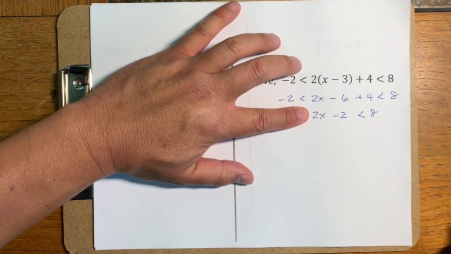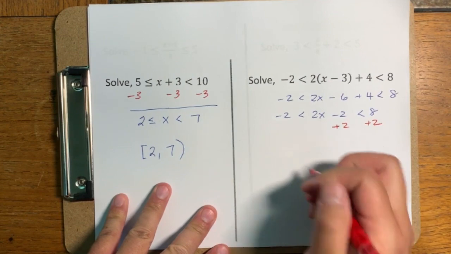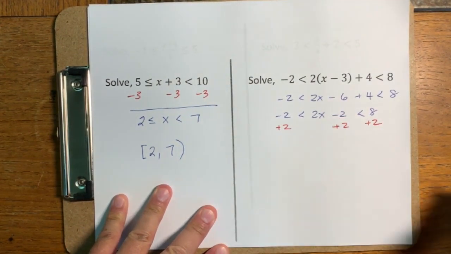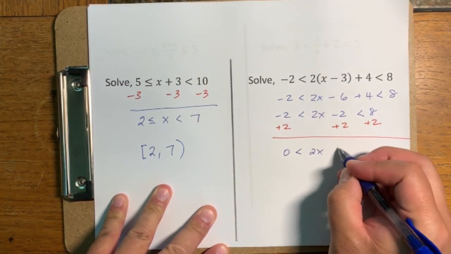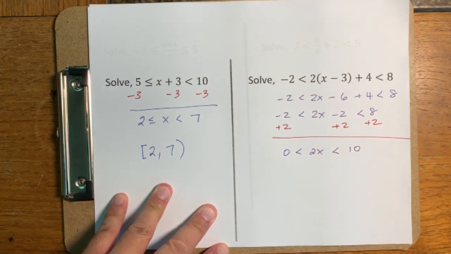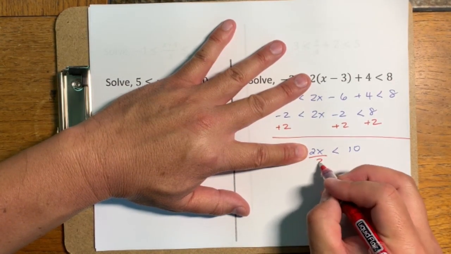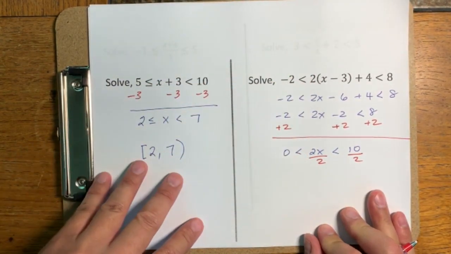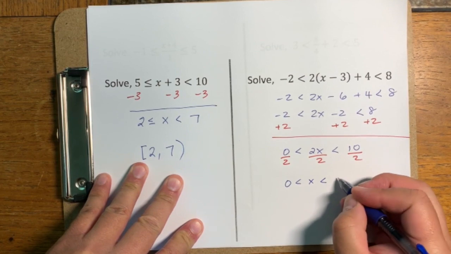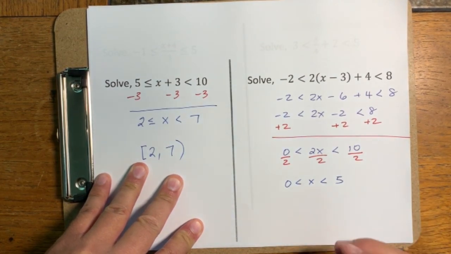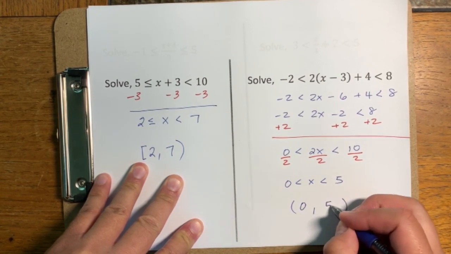So if I had a problem like this, what I would first do is I would add 2 to both sides. And since I have 3 sides, I'm going to add it to all 3 sides. Now, if I had a problem that looked like this, what I would do is divide both sides by 2. Now, since I have 3 sides, I'm going to divide all 3 sides by 2. Now, if I change this to interval notation, both sides would be parentheses because there's no equal sign. Then I have a 0 and a 5.